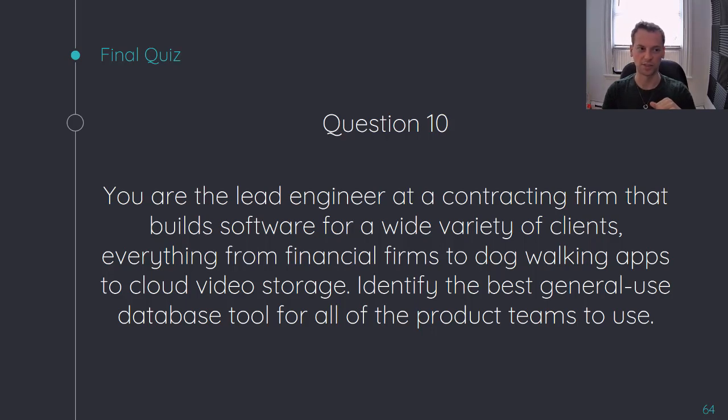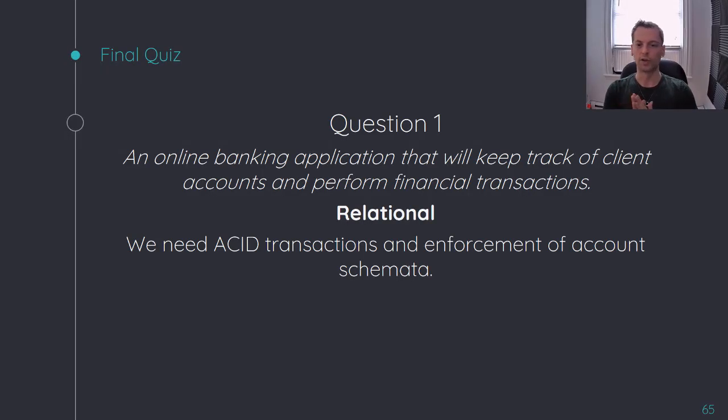Alright, let's go over the answers. So for question 1, this was the online banking application. This is the classic use case for a relational database. We need ACID transactions and enforcement of account schemata. Pretty cut and dry, in my opinion.